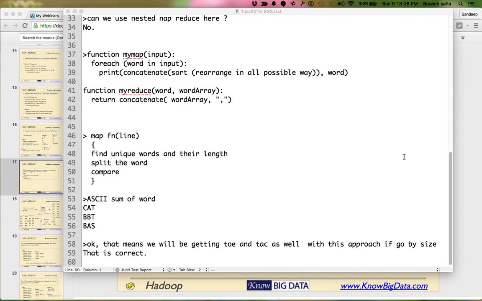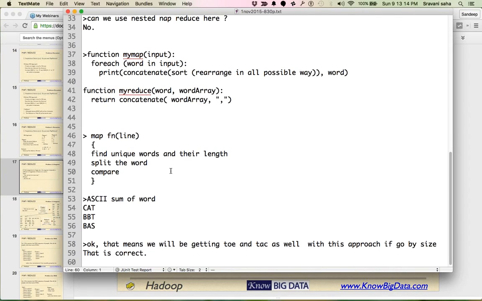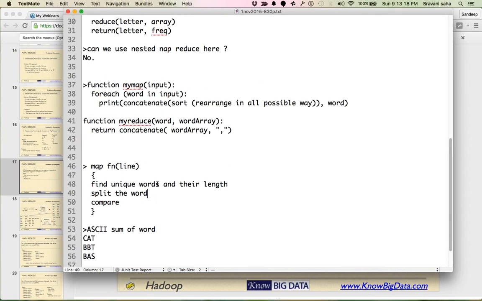All right. Now, the problem with this approach is, unique words and their lengths. There will be too many three-letter words. There will be too many four-letter words, and it will be impossible for us to iterate over them and compare them. It will be a very big task.